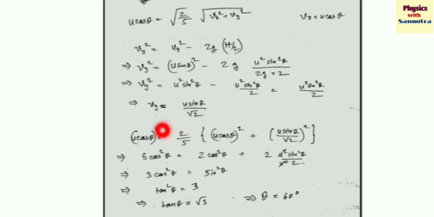So u cos theta whole square is equal to 2 by 5, I am just squaring this term. This Vx I will put as u cos theta whole square, and Vy I will put as u sin theta by root 2 whole square. So I'm just putting this 5 this side, and u will cancel. So 5 cos square theta is equal to 2 cos square theta plus sin square theta. So 3 cos square theta is equal to sin square theta. Tan square theta is 3 and tan theta is root 3. So theta will become 60 degree.